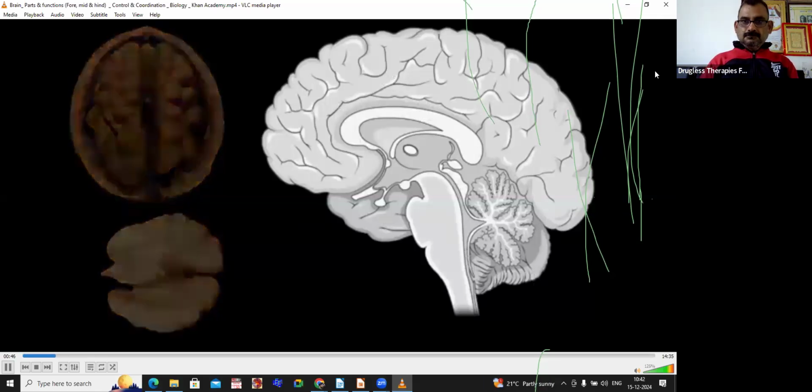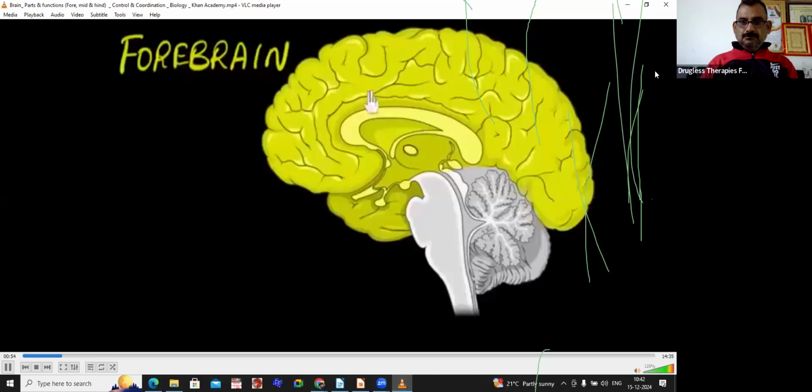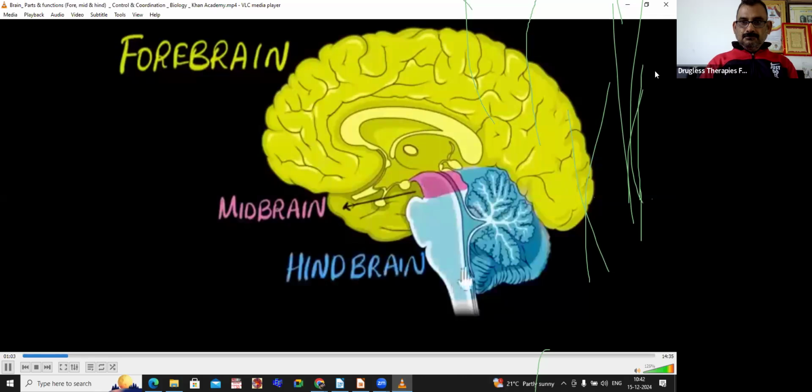So let's get rid of that and look at the different parts. We can broadly divide our brain into three parts. The forebrain, which is this big yellow section. The midbrain, which is this tiny pink section, and the hindbrain or the lower brain, which is this blue section.